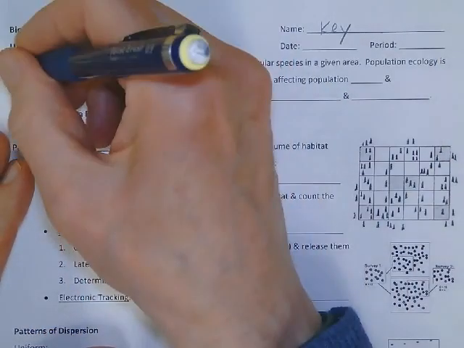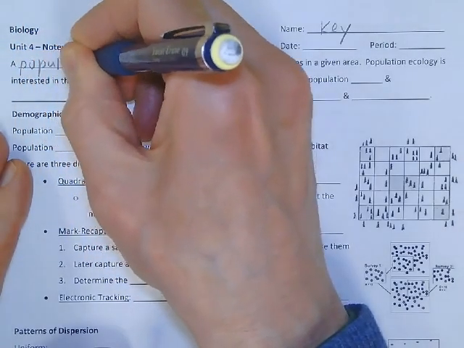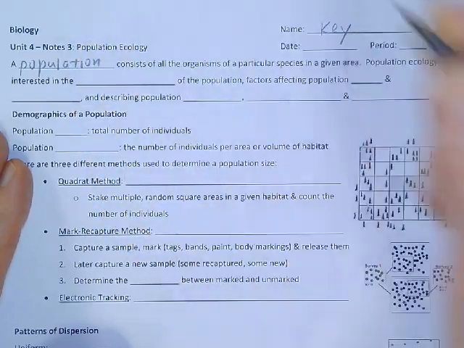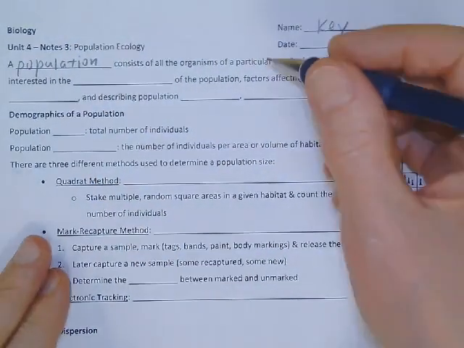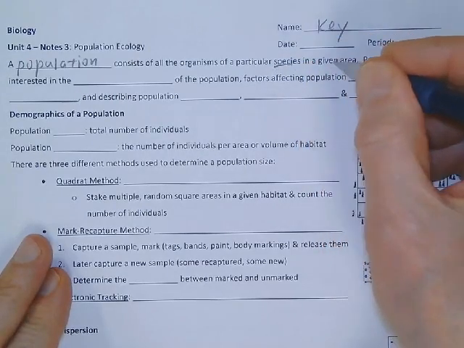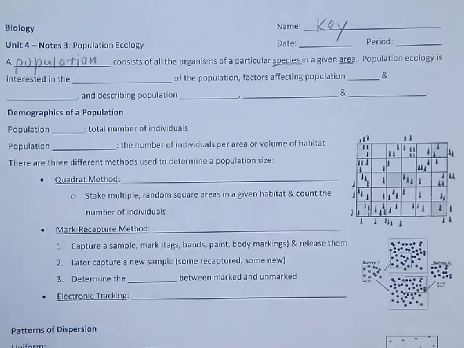So, a population consists of all organisms of a particular species in a given area. Okay? Just one species. If you're talking about more than one, then it'd be community.